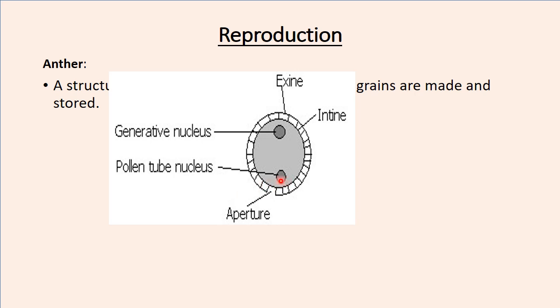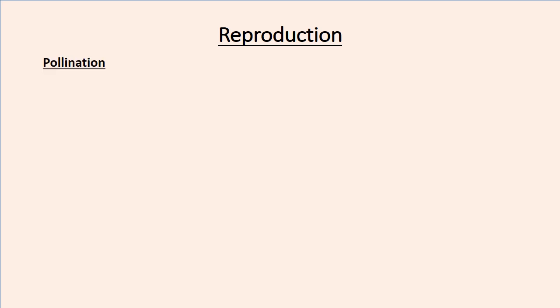This is called the pollen tube nucleus. It makes sure that a pollen tube is formed from the pollen grain. You're going to understand the importance of the pollen tube when we zoom in on how fertilization occurs. Then we have this generative nucleus, which does the actual fertilization. We just keep this in mind. We're going to see how these 2 make sure that fertilization occurs.